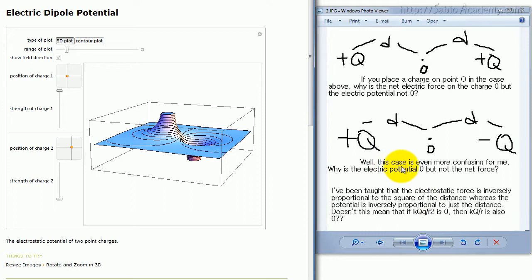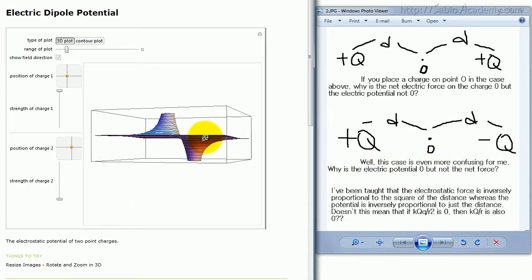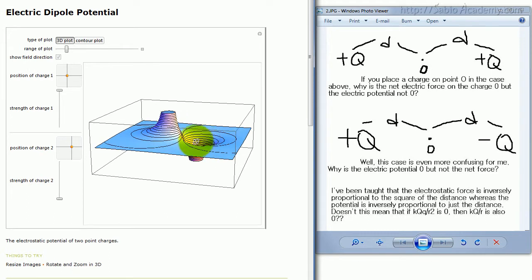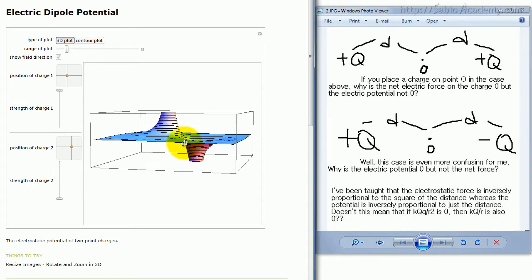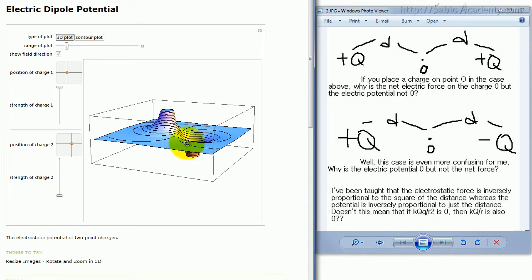So here, in this case, even more confusing, why is the electric potential 0? Because you could go in a straight line without going up or down to reach this point here. So to reach this point, you can just go on a straight line without climbing up or down. So whenever they are talking about electric potential, think of going up or down. But the net force is not 0 because it's going to flow.